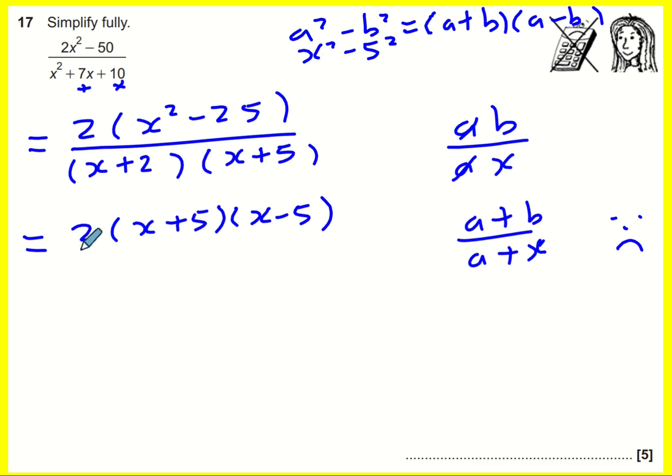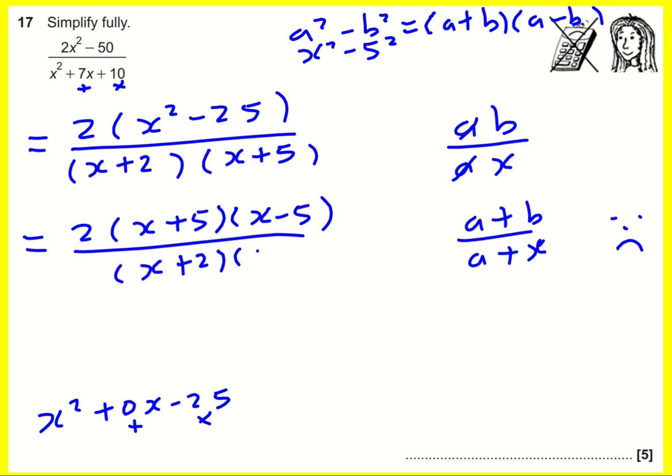I've written that here. If you're not so sure about that, then you can write it as x squared plus 0x minus 25 and find two things that multiply to give minus 25 and add to give 0. They're going to have to be the same thing, so it's got to be plus and minus 5. We're still dividing by x plus 2, x plus 5, and here we go. We're basically there because now I can cancel out this x plus 5 with this x plus 5, and I've got my answer. 2 times x minus 5 over x plus 2.